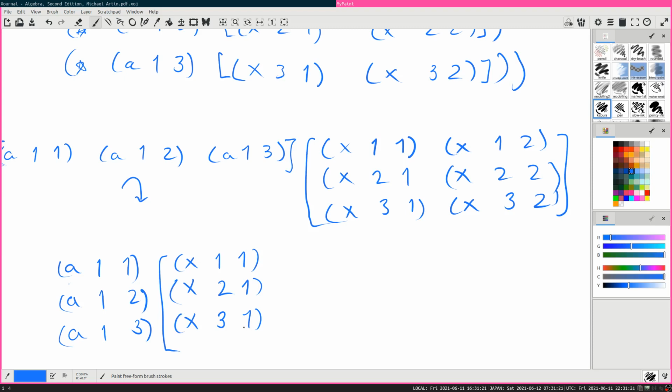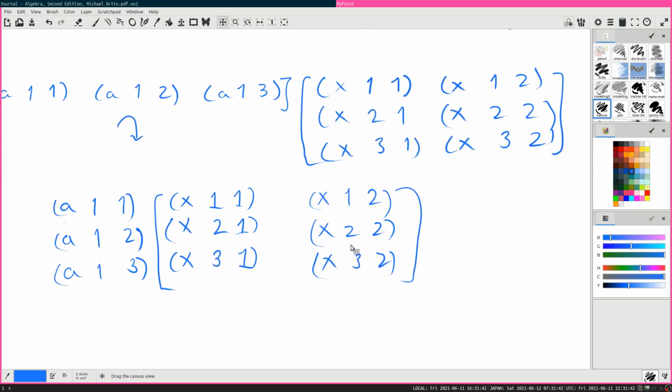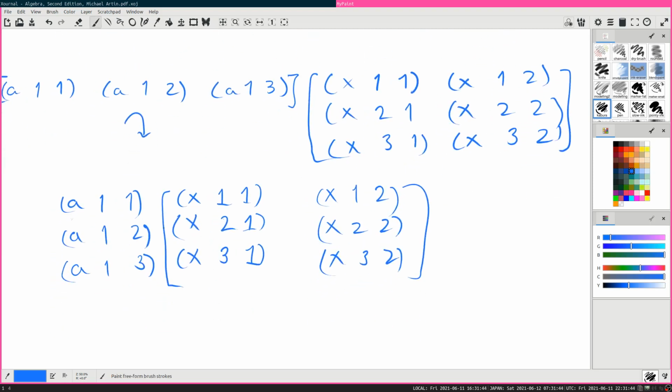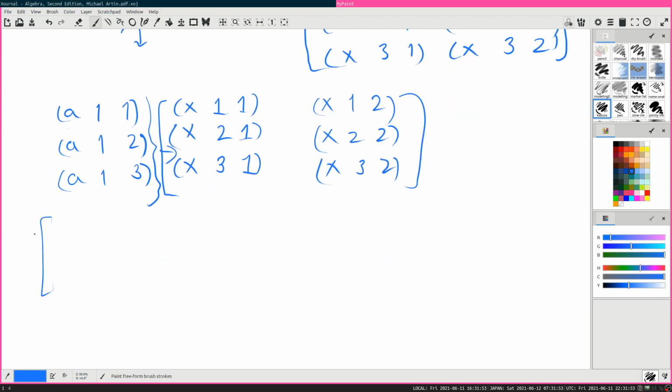Those look like 7s. Then this is x1,2, x2,2, x3,2. Okay. And I want you to visualize pushing this into here and then collapsing using the sum. So then we get, that's maybe not going to be big enough.